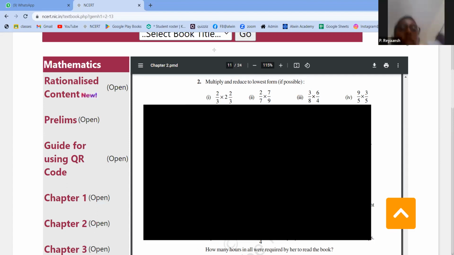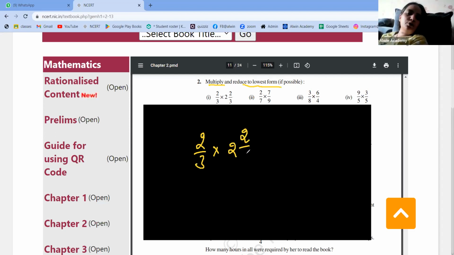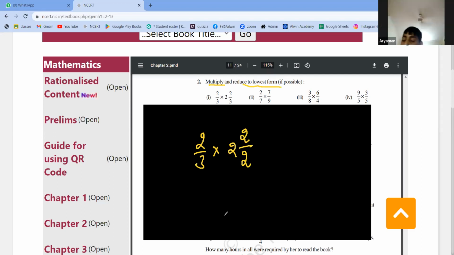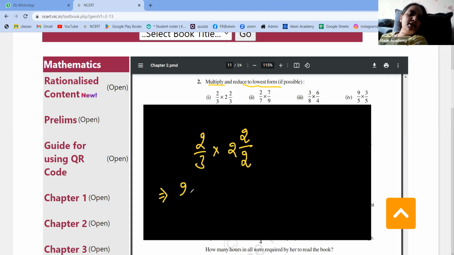Yes, ma'am. So in this question, they are asking you to multiply and reduce to lowest form. So 2 by 3 times, this is a mixed fraction given to you. Obviously this cannot be solved like this, okay? The proper method is you need to change this mixed fraction into an improper one first. 3 2s are 6, 6 plus 2 is 8. So 8 by 3.